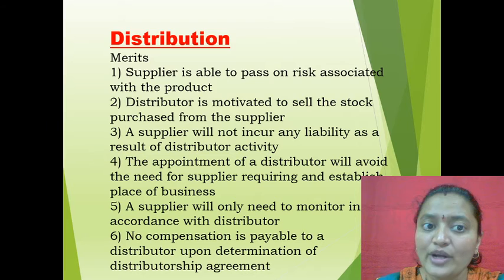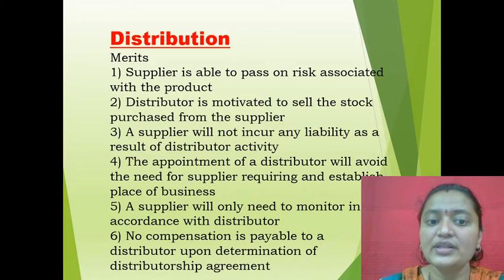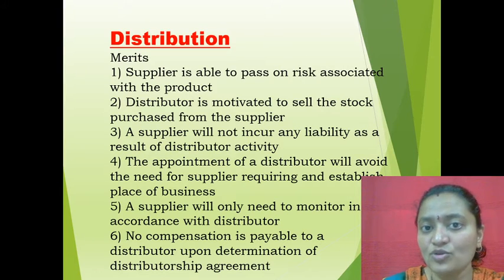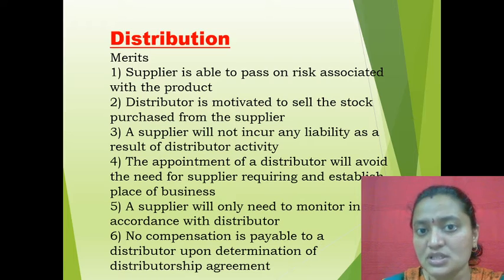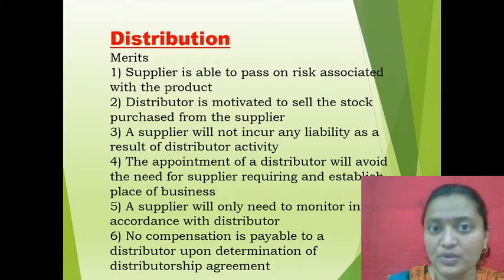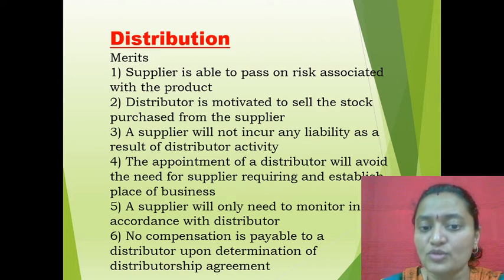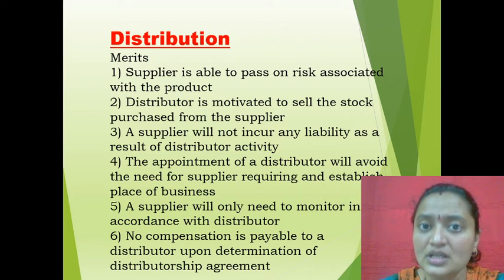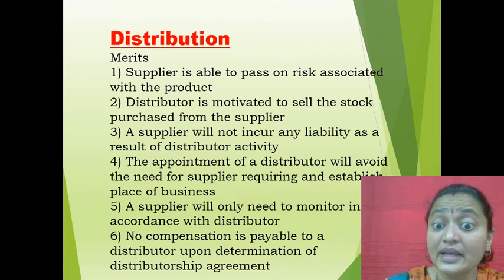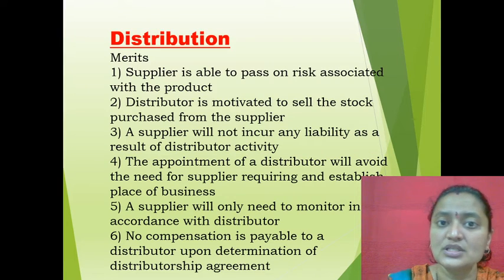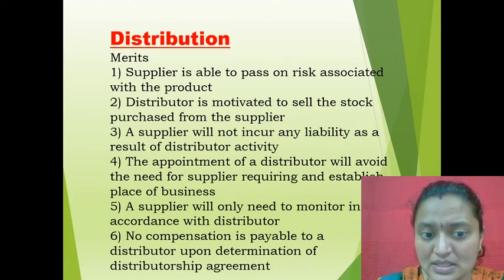Then: the appointment of a distributor will avoid the need for the supplier requiring an established place of business. As I've told you, there is a channel of distribution. According to the channel of distribution, the proper process or flow of goods will take place. So they will appoint the distributor, and the distributor's responsibility is to distribute the goods to various places.